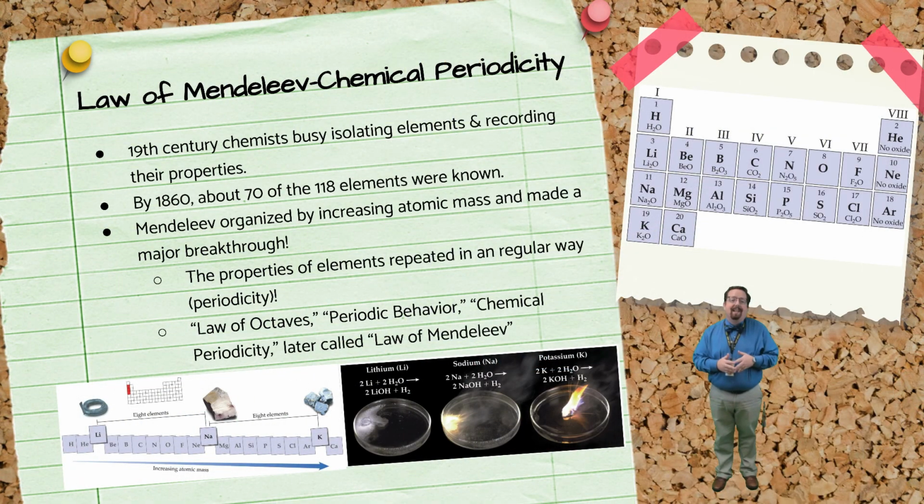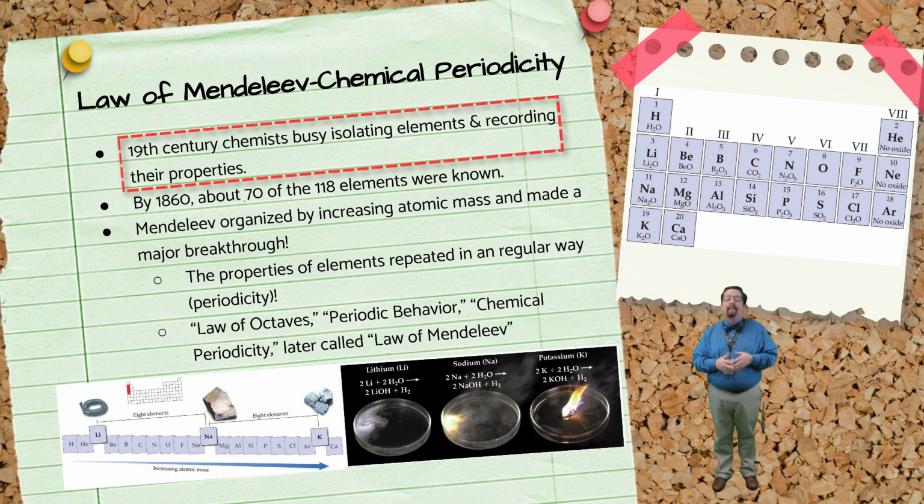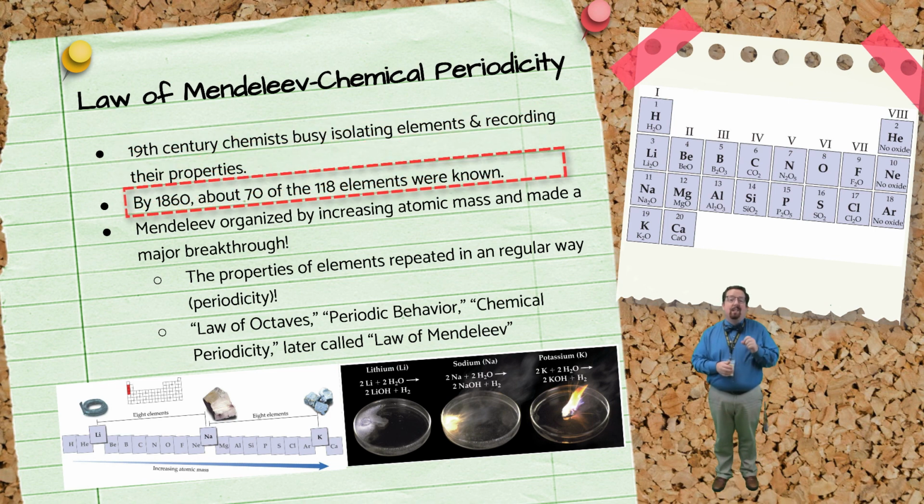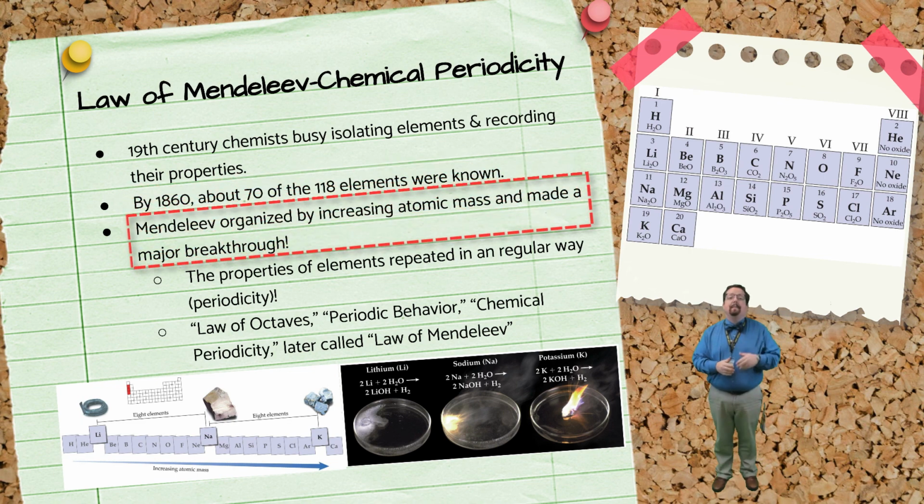Like I said before, the 1700s and 1800s were a busy time for chemists. Many of them spent a lot of time decomposing compounds into their separate elements, isolating those elements and recording their properties. By 1860, we had solid data on about 70 of the 118 elements. Dmitri Mendeleev took the elements that were known during his time, wrote them on cards, and tried to organize them in some way that made sense. He did this because there were getting to be too many elements to not have them on an organized table.